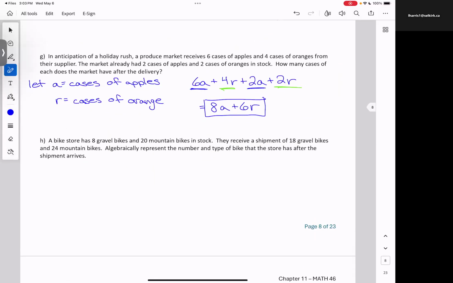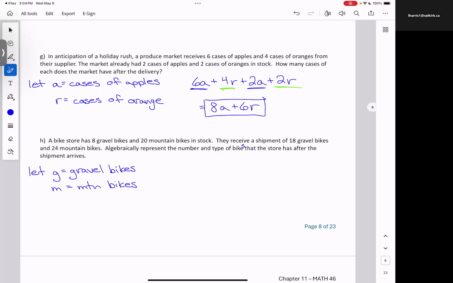And last question here. A bike store has 8 gravel bikes and 20 mountain bikes in stock, and they receive a shipment of 18 gravel bikes and 24 mountain bikes. So we want to algebraically represent the number and type of bikes that the store has after the shipment arrives. Okay, and so I'm going to make G be gravel bikes. And let's make M be our mountain bikes.